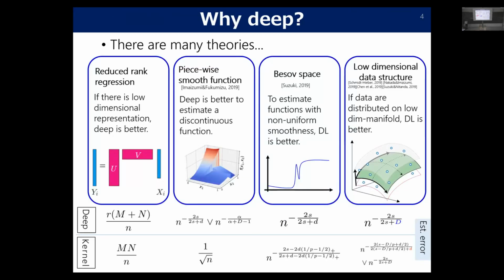In the literature, there are many works that compare shallow and deep methods. Here are a few studies that discuss the benefit of deep learning in non-parametric regression settings. For example, Imaizumi and Fukumitsu show that if the true function is included in the piecewise smooth function class, then deep learning can outperform kernel methods. Another is that if the true function is included in the Besov space, then deep learning can be better than the kernel method. Today I will focus on some low dimensional structure of the input data.